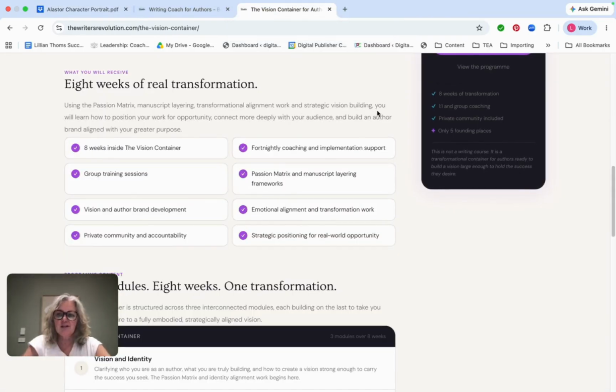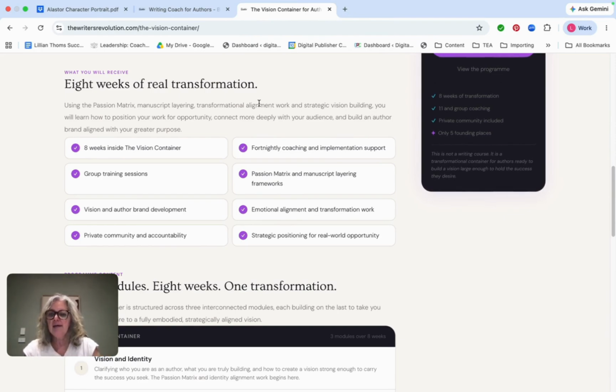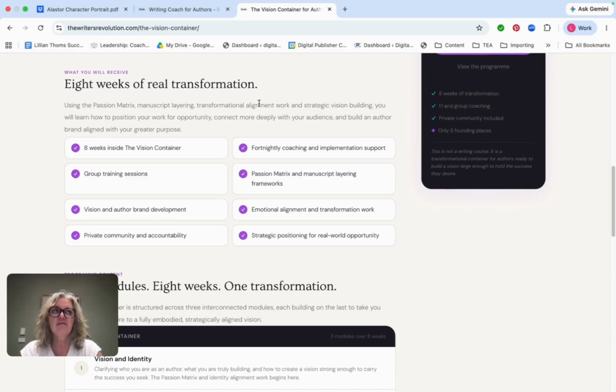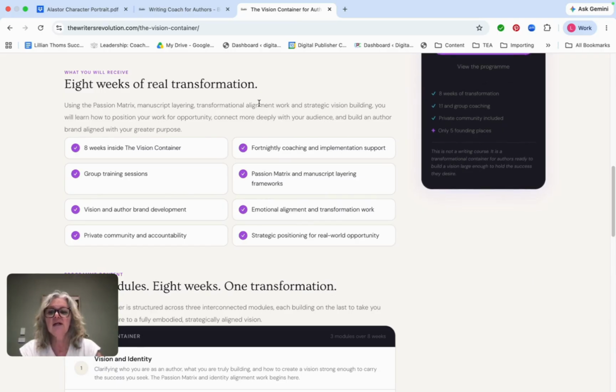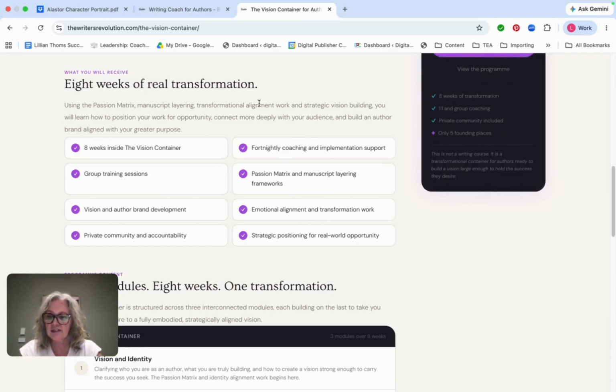If you work with me in the vision container, it's an 8-week container. Originally, I planned it only to be 6, and then I realized you need the 8 weeks for the transformation, because as I talk about in the Writer's Shift into Abundance, it takes 56 days or 8 weeks to make that shift out of chasing and into receiving.